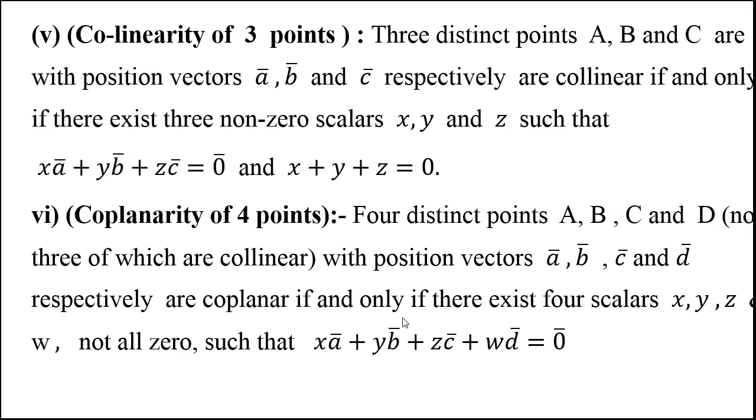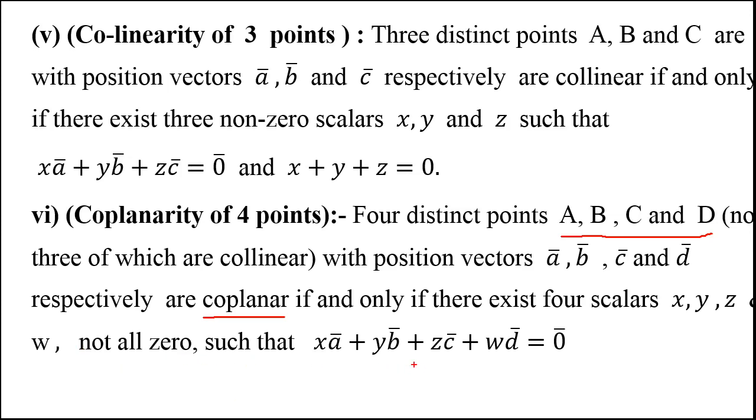4 distinct points A, B, C, D, no 3 of which are collinear, with position vectors A bar, B bar, C bar and D bar respectively are coplanar. So this is condition of coplanarity. This theorem gives condition of coplanarity of 4 points. 4 points A, B, C, D are coplanar if and only if there exist scalars x, y, z, w. Fourth scalar is w. Not all 0. Not all 0 means some of them may be 0, but all are not 0 simultaneously.